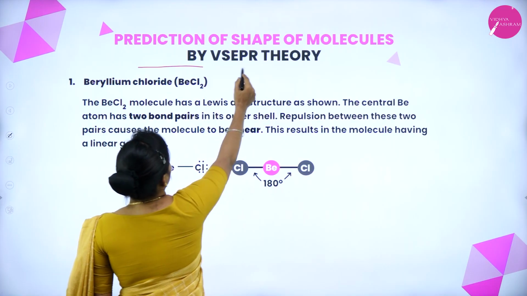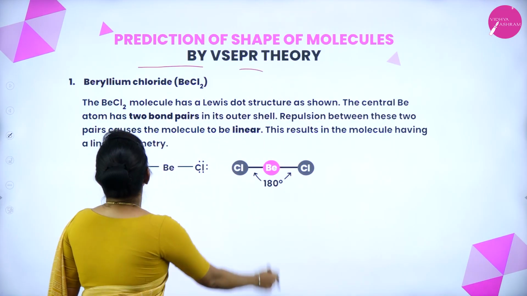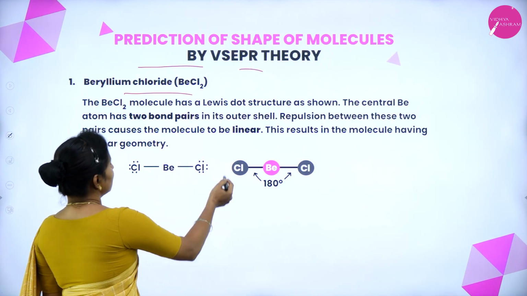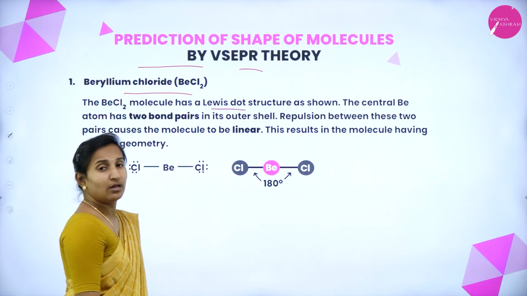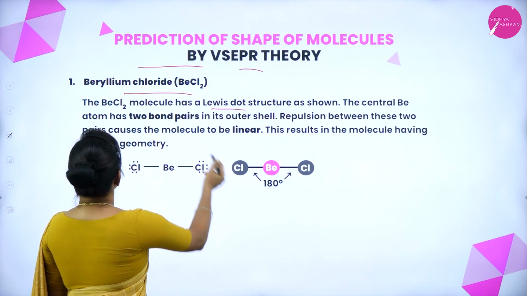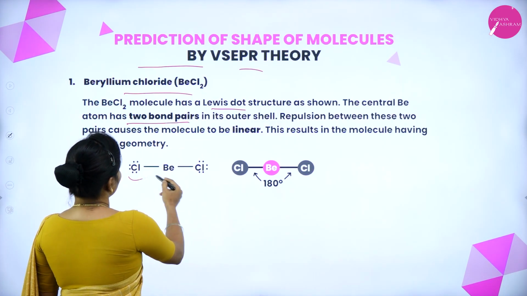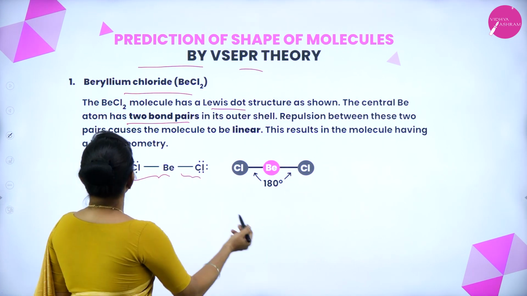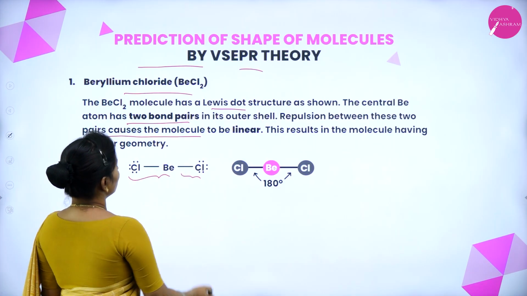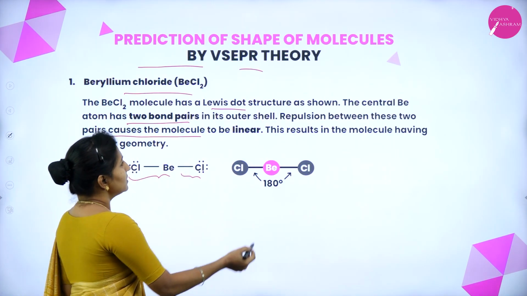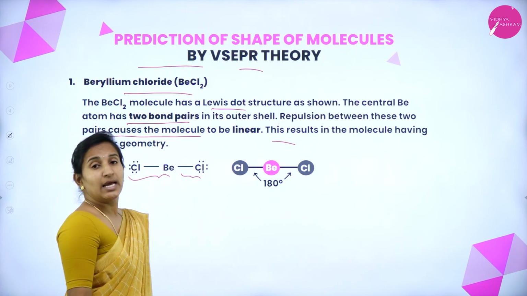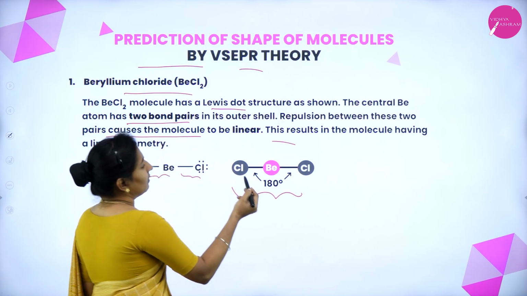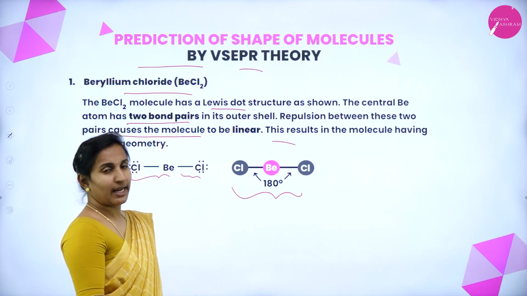Prediction of the shape of the molecule by VSEPR theory, that is beryllium dichloride. Beryllium dichloride has a Lewis dot structure as shown in the figure. The central beryllium has two bonded pairs in its outer shell, and the repulsion between these two pairs causes the molecule to be linear. This results in a molecule having linear geometry. The bond angle of this molecule is 180 degrees.